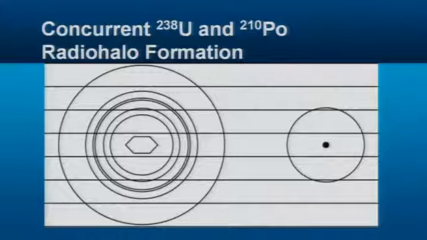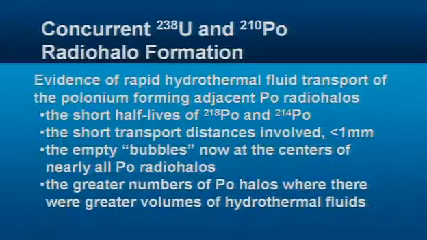So what is the evidence for this rapid hydrothermal fluid transport model? Well, the short half-lives certainly indicate it has to be a rapid process. The short distances are fine, less than a millimetre. We often find empty bubbles that probably were filled with fluids, and now we're finding evidence of salt crystals that are left over from those fluids. And interestingly, and this is the crunch that we're going to test, the greater number of polonium radio halos implies there were greater volumes of hydrothermal fluids in those granites. Here's a way that we can test this idea. If it is the fluids, the more polonium, the more halos.